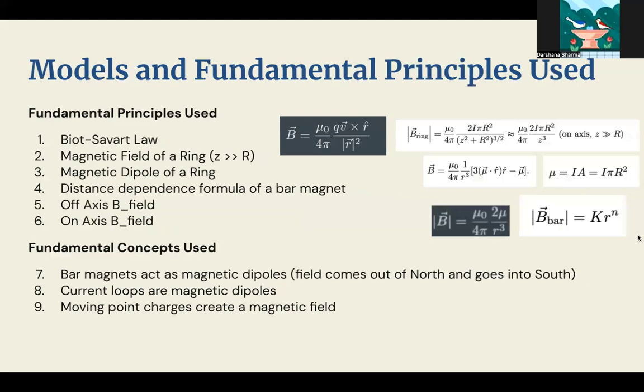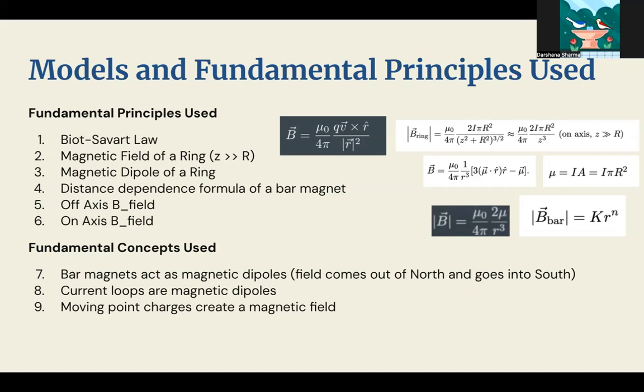The models and fundamental principles used in this lab were, one, the Biot-Savart law, which helps me relate the magnetic field to the current in the magnet. Another two important fundamental principles used were the magnetic field of a ring and the magnetic dipole of a ring, to help us understand the magnetic field in relation to the shape. And we also use the distance dependence formula of a bar magnet to help us understand how the magnetic field will change in relation to distance. We also use off-axis magnetic field and on-axis magnetic field to help us understand the magnetic field and how it changes when it's in line with Earth's axis versus when it isn't.